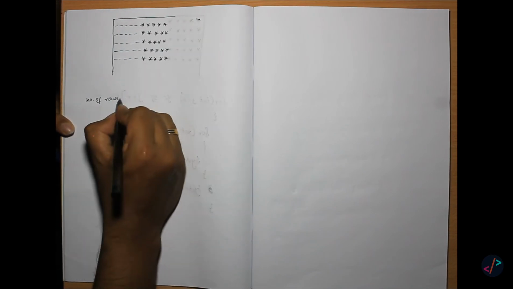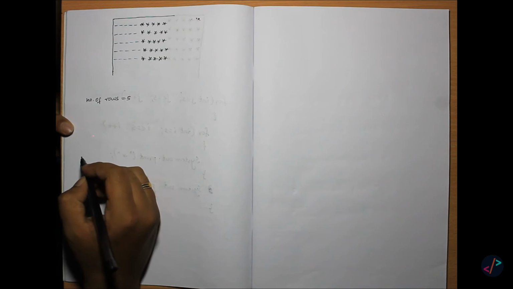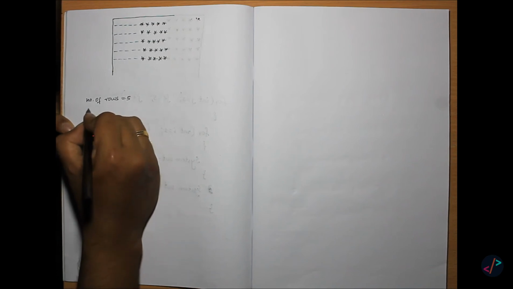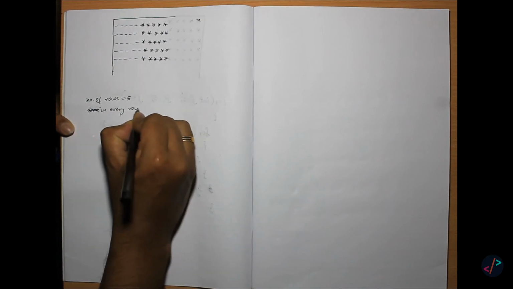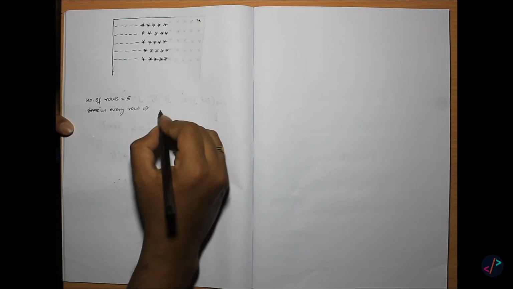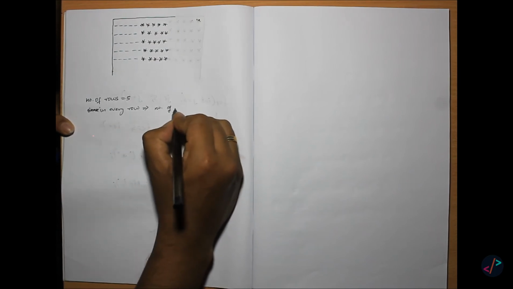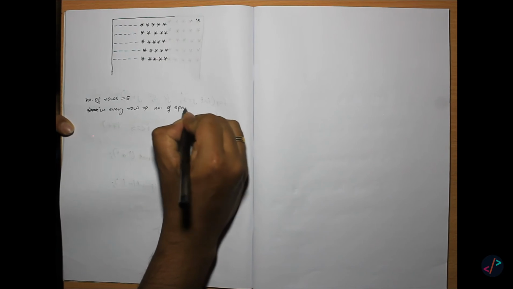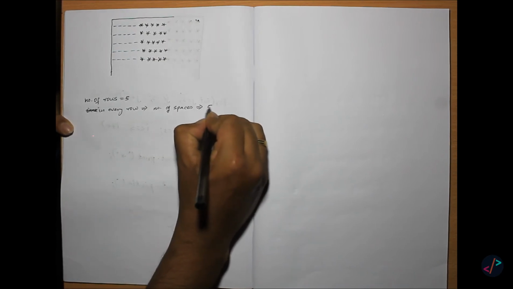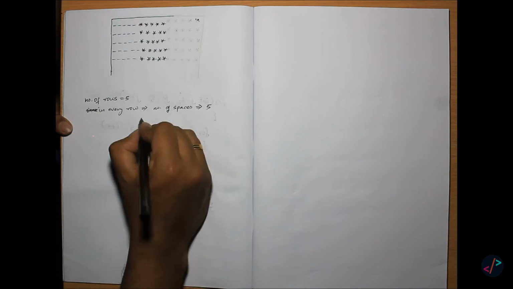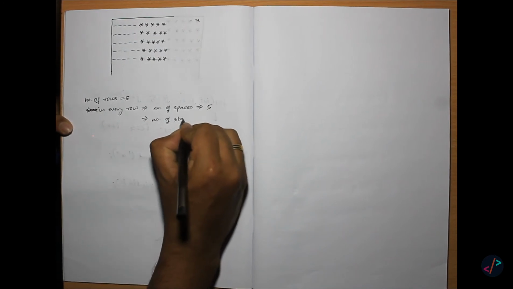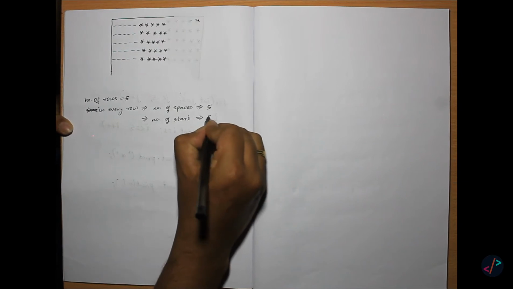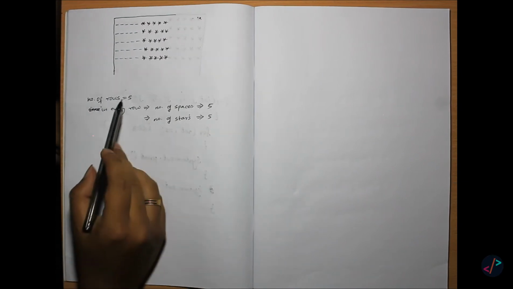How many rows do you have? You now have 5. In every row, how many stars do you have? Or before that, how many spaces do you have? You have 5. Similarly, in every row, how many stars do you have? It's again 5.